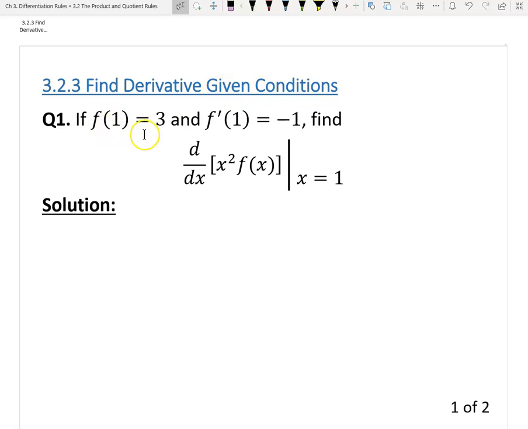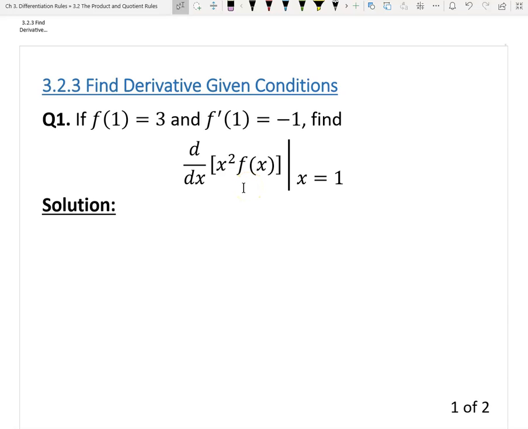Usually, given conditions give you the derivative values. For example, in the first question, we know the value of the function at 1, and we know the derivative of the function at 1. This is the given condition, and we use this to find the derivative they ask for. What kind of information do we need? Just the product rule and the quotient rule, because those are the two major rules we have used so far.